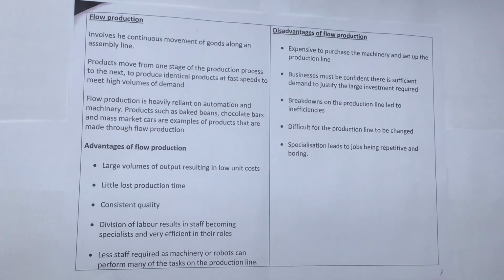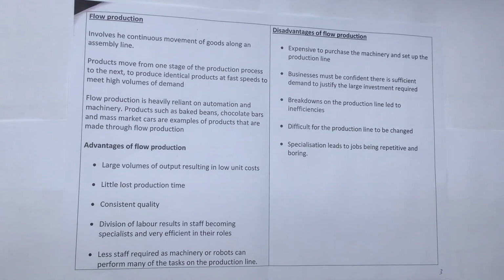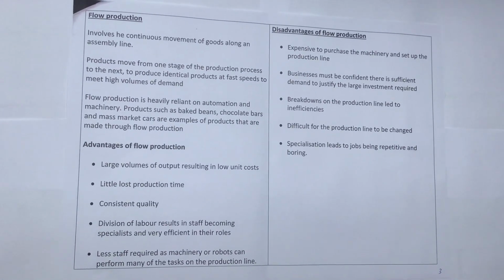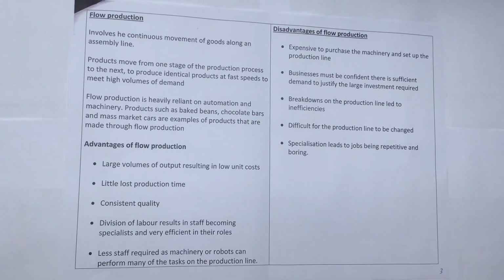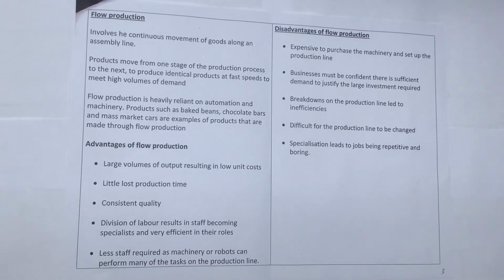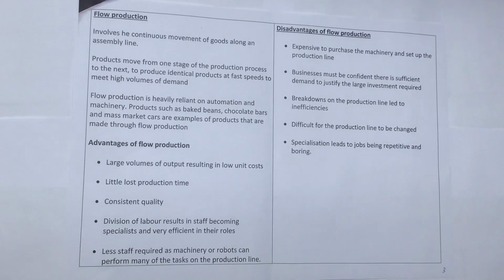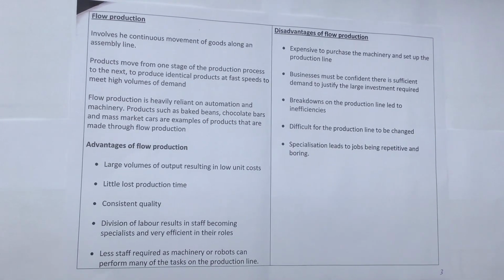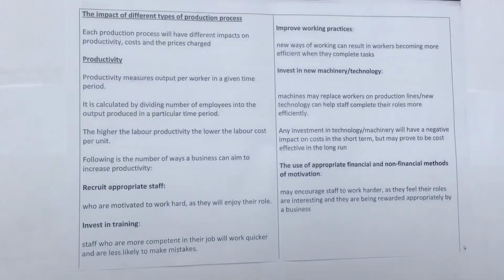Disadvantages are that it is expensive to purchase the machinery and set up the production line. Businesses must be confident there is sufficient demand to justify the large investment required. Breakdowns on the production line lead to inefficiencies. Difficulty for the production line to be changed. Specialization leads to jobs being repetitive and boring.